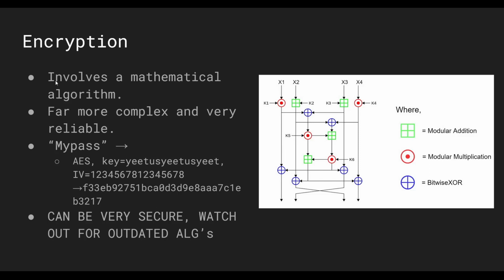Okay, so encryption. Well, what's the difference between encoding, ciphers, and encryption? Well, encryption involves a mathematical algorithm. It's far more complex, and arguably, if the algorithm is not prone to weaknesses, it can be very, very reliable and very, very secure. So as you can see here, this is a relationship diagram that shows you what goes on in the encryption, and it's just as complex as it looks.